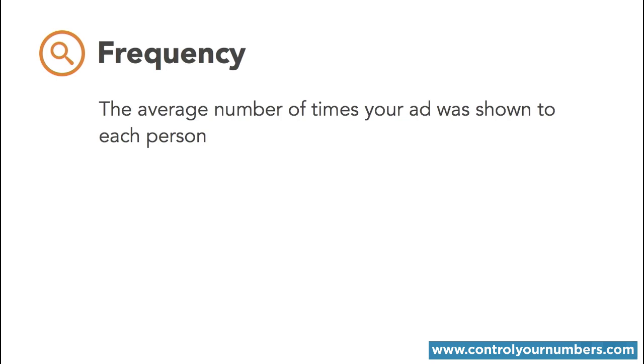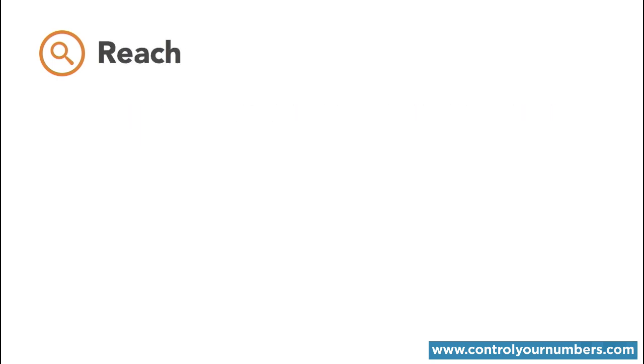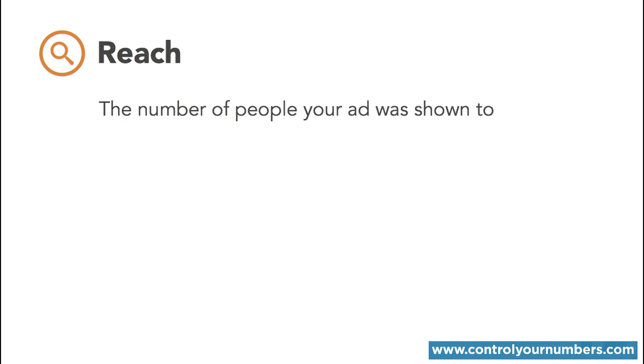Next, we have frequency. You'll see this number often, and in more advanced advertising, you'll be able to set a limit on this. It refers to the average number of times each person received an impression of your advertisement. Advertisers often try to cap this at a certain rate to prevent ad fatigue, or people seeing your ad over and over again. And the last term you'll see often is called reach, and this refers to the number of unique people who saw your ad.